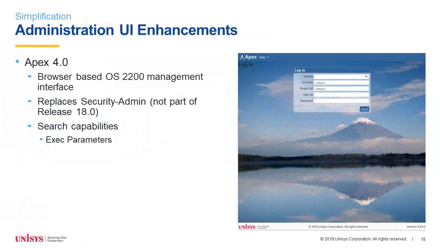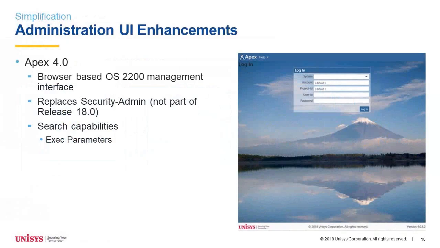Now in its fourth release, Apex provides a modern, browser-based OS 2200 management experience to our clients. It fully replaces our previous solution, Security Admin, while having a few new tricks up its sleeve as well. New with Release 18, Apex, as a result of client feature suggestions, provides an administrator an improved way to search for Exec parameters. The OS 2200 Exec has many configuration parameters, and using a search field in Apex, the administrator can find parameters using either the dynamic or static parameter names. Apex will then position the browser window so that the first parameter it matches is visible.